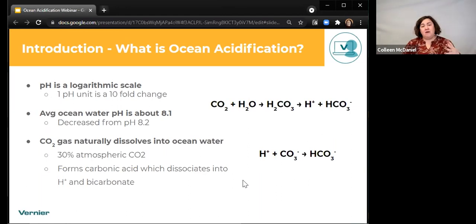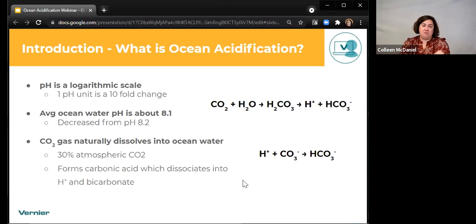So when we talk about ocean acidification, what we're referring to is looking at how the pH of the ocean has been changing. Currently, it's reported that the average pH of the ocean is a little bit on that basic end, about 8.1. Now, it has decreased from a pH of 8.2. Well, we're talking about a tenth here. Remember, on the logarithmic scale, that's still going to be a pretty decent change.